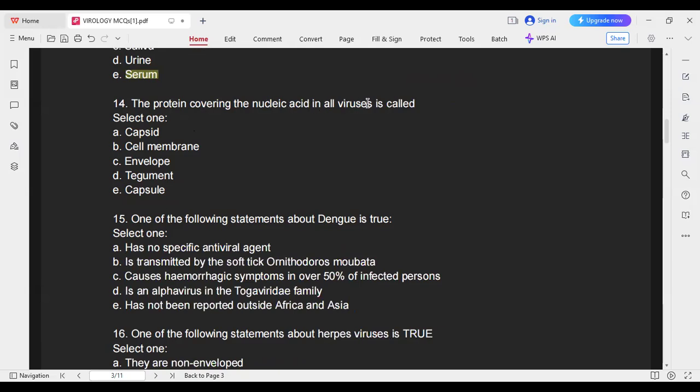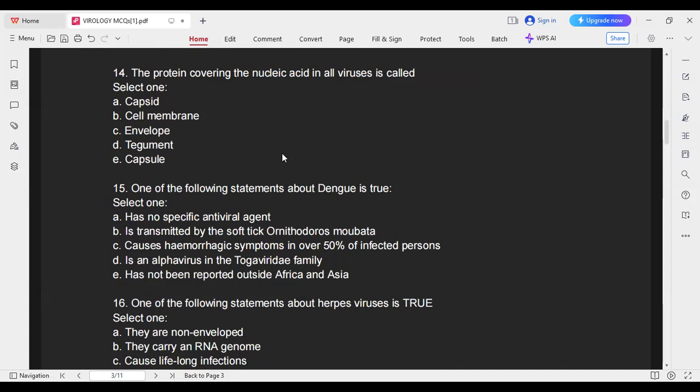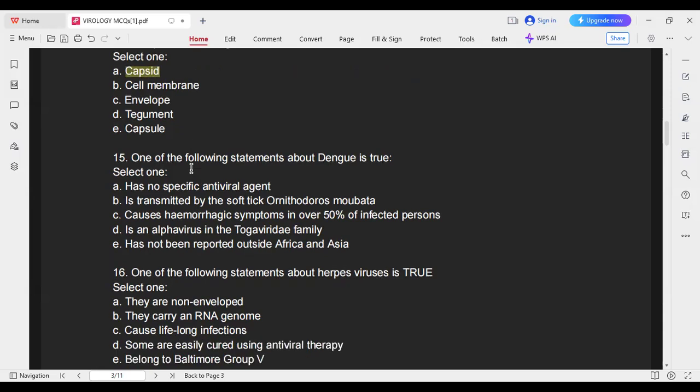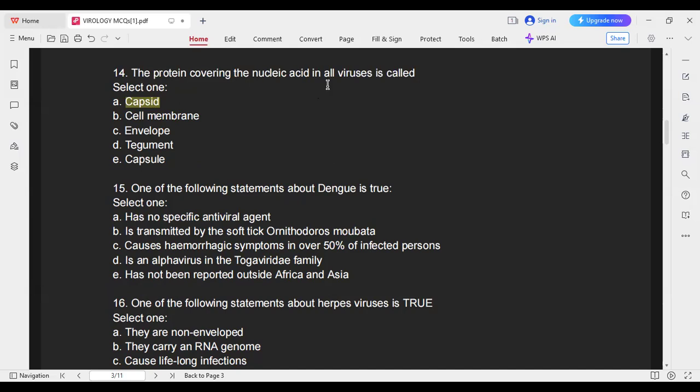The protein covering the nucleic acid in all viruses is called. So this one is easy. Capsid, isn't it? Good. So why is the answer not envelope? An envelope is the one that is found in only enveloped viruses, okay? And it usually surrounds the capsid. Capsid is just to cover the nucleic acid, either DNA or RNA, and then the outer covering is the envelope. Then tegument, it's only found in enveloped viruses and it surrounds the capsid. Capsule, you've never had this on viruses. Capsule is a term used in bacteria. We're going to learn about that.